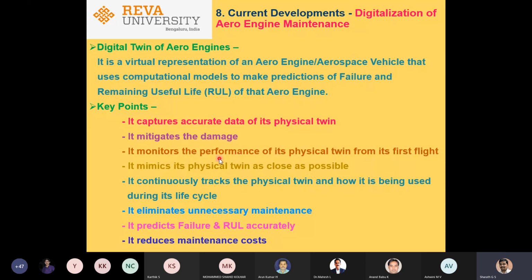As I said, it continuously tracks the physical twin and how it is being used during its entire life cycle, since it comes out of the assembly lines. And it eliminates unnecessary maintenance. When we have first-hand information of the condition of the engine, we don't need to go for preventive maintenance. We don't need to take the engine off from the aircraft and go for maintenance. We'll be saving a lot of money, and we'll see that in the next slide.